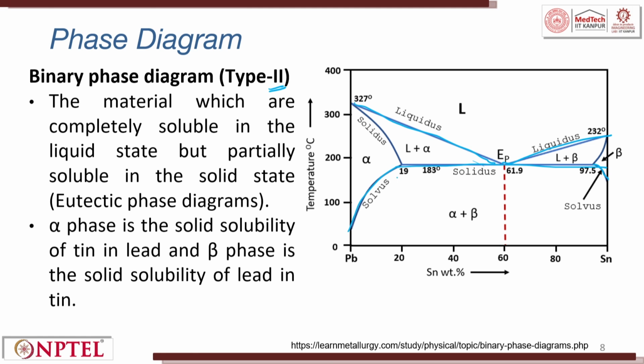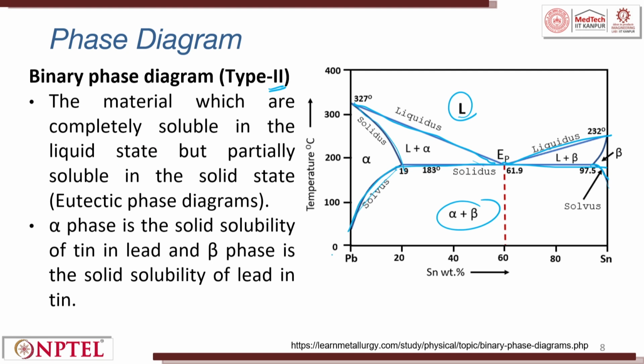This is a solidus line, right. From here you can see solidus, and then you can see up to here, right, and solvus you can see here, right. Above the liquidus line, you have a liquid form. Below the solidus line, you have a solid, right. So, let us now look into detail.